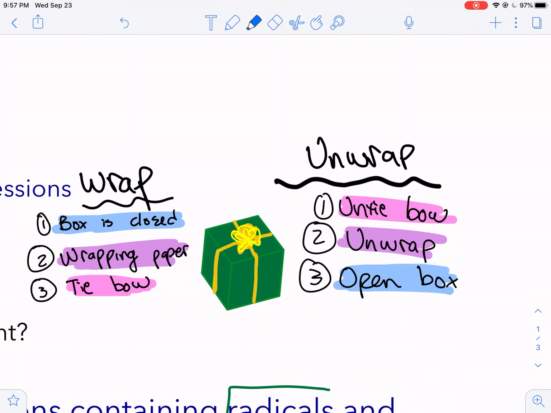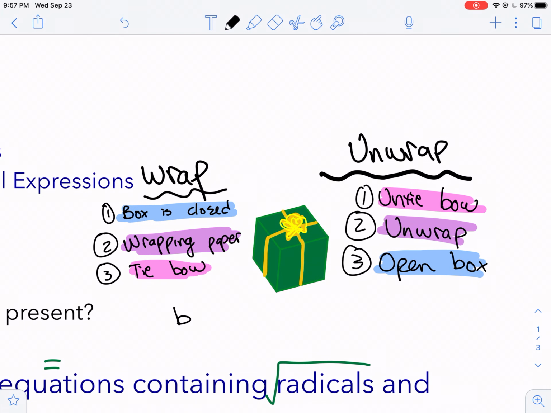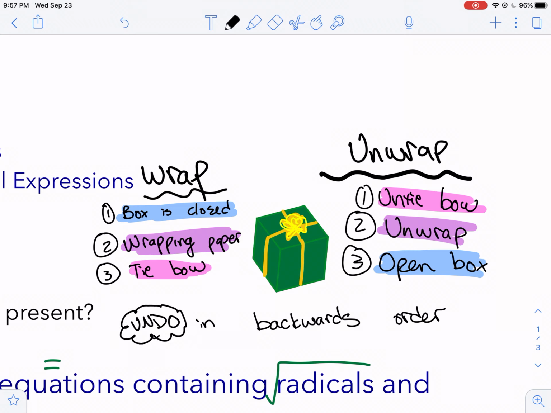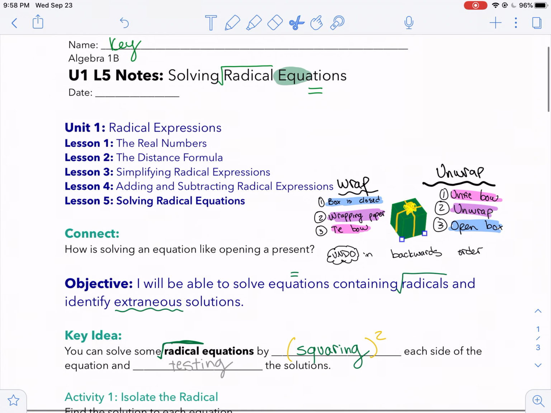So solving an equation is like unwrapping a present in the sense that you are doing the backwards order. So our order is reversed. Backwards order. And everything that you're doing is undoing. That's very important to keep in mind. The first thing we do, we untie the bow, and the last thing was to tie the bow. We unwrap. We open the box. So it's the backwards order.